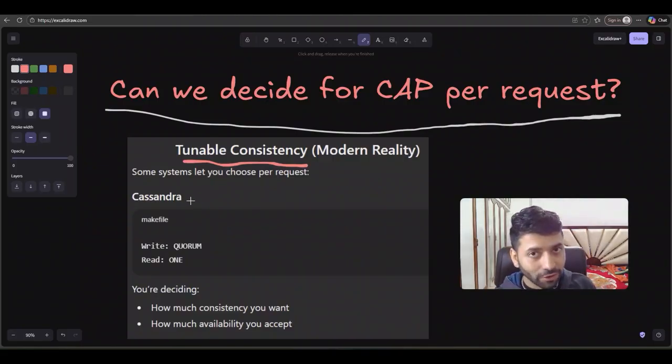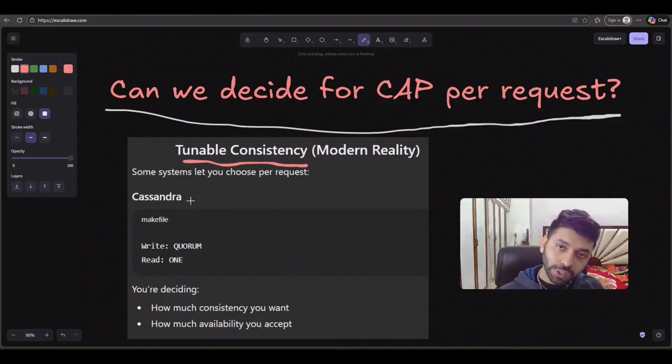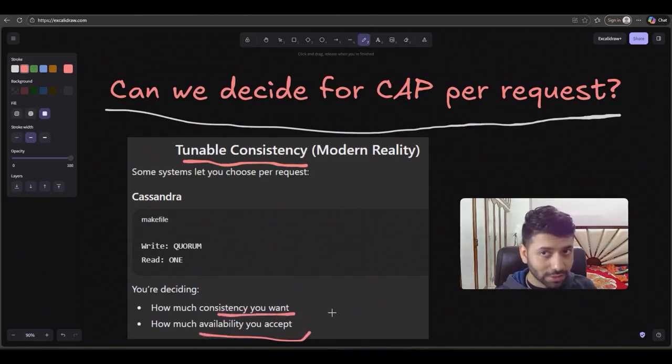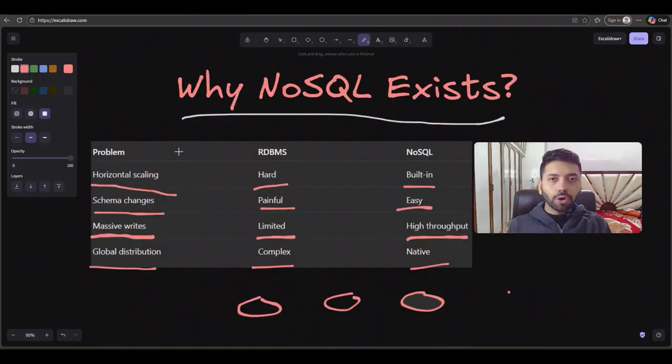For example, the Cassandra database, which is like a NoSQL database, which we will discuss later, because we are going to discuss more about the NoSQL database. In that, basically, you can decide how much consistency you want or how much availability you accept, okay? So it's kind of like per request you can choose some of these dynamics. So it's kind of like at runtime you are deciding what preference you want to give. Okay.